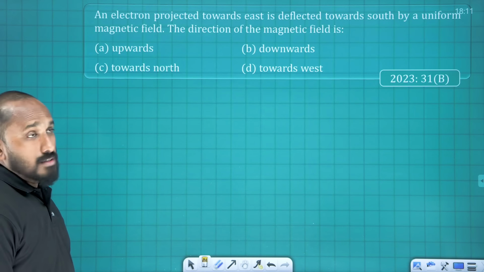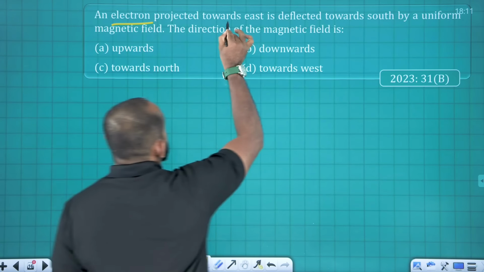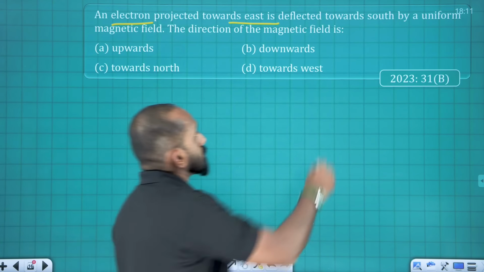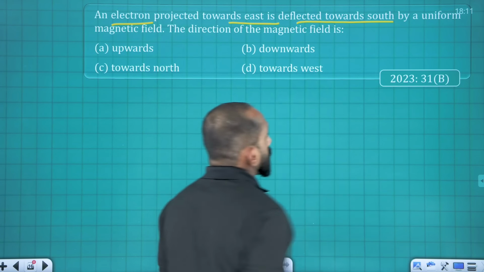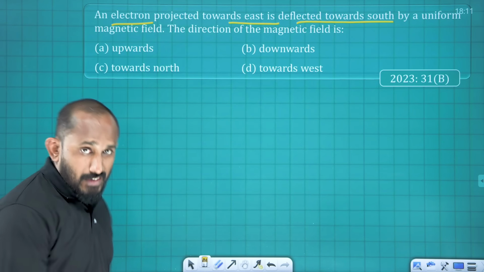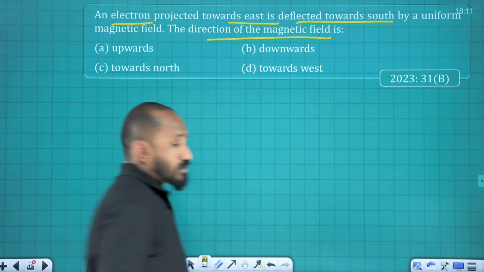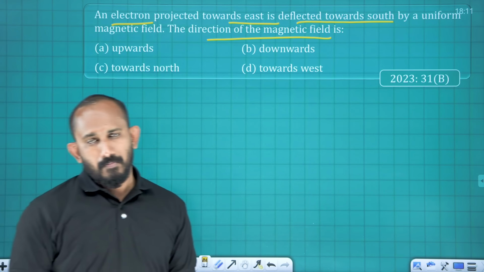An electron projected towards east is deflected towards south by a uniform magnetic field. The direction of magnetic field, you have to find out.